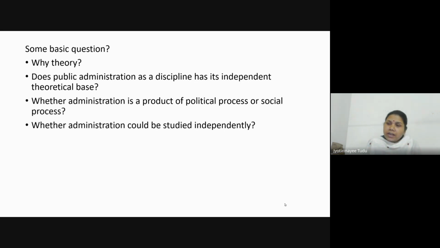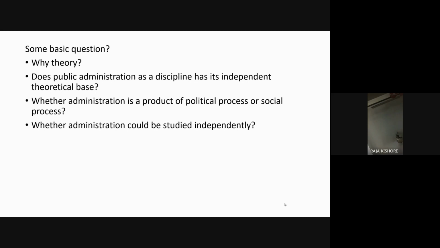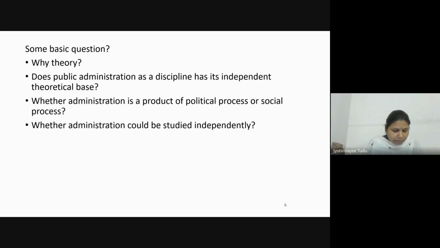That is, if the scholars of public administration wanted to study the subject independently, then they need to begin with the principles of public administration. Then scientific management suggests that in organizational studies, we need to begin with understanding how organizations are really making profit, under which principle they have been able to make profit in the concerned organization.